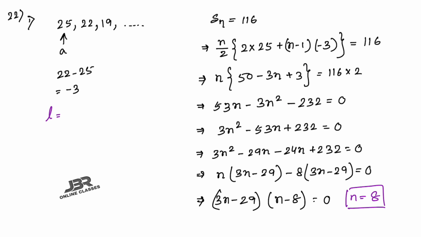Here L equals a plus (n minus 1) into d, where a equals 25, n means 8, so 8 minus 1 is 7, and d means minus 3. So that means 25 minus 21, and that equals 4. That's your answer.